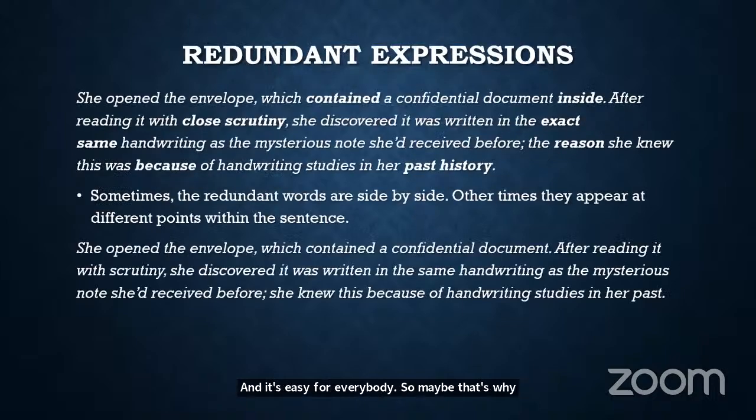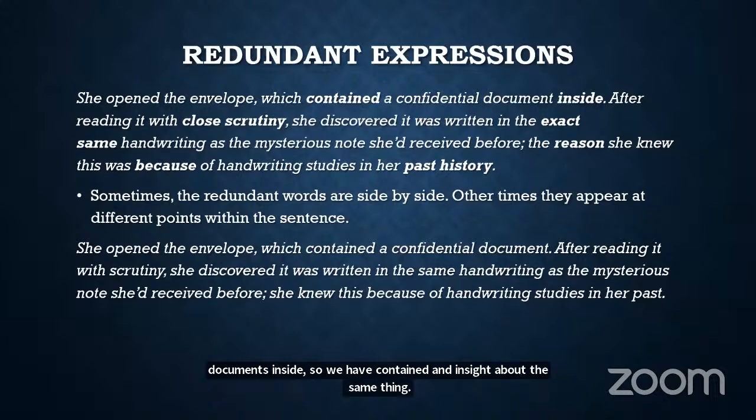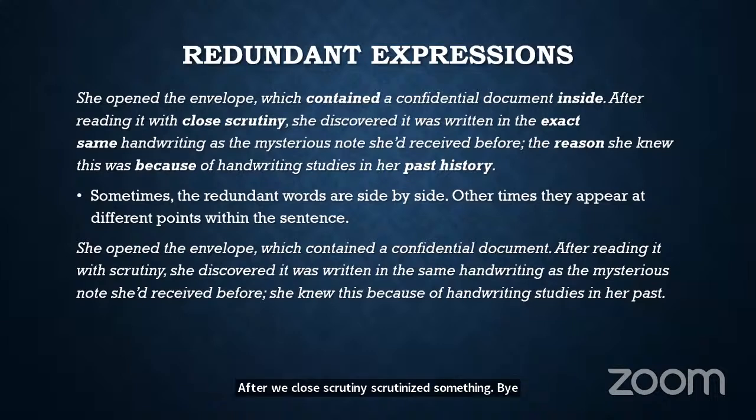And then redundant expressions. Let's look at these examples. I think examples are usually much better than talking theory. Now look at this. It says, she opened the envelope which contained a confidential document inside. So we have contained and inside. Both of them are talking about the same thing. After reading with close scrutiny, we scrutinize something by looking at it closely, so that's a redundant expression too. She discovered this was written in the exact same handwriting as the mysterious note she had received before. Exact and same. The reason she knew this was because of her handwriting studies in her past history.